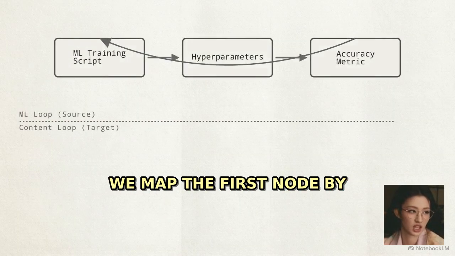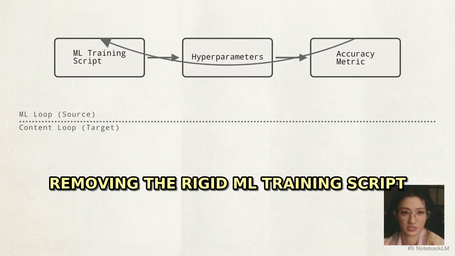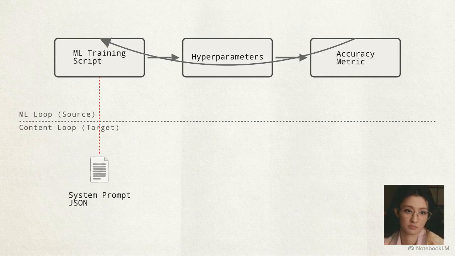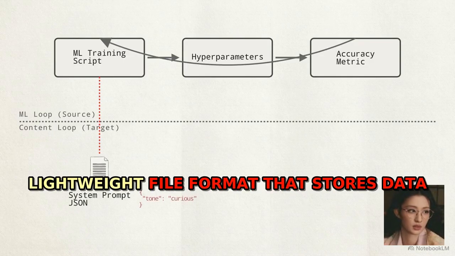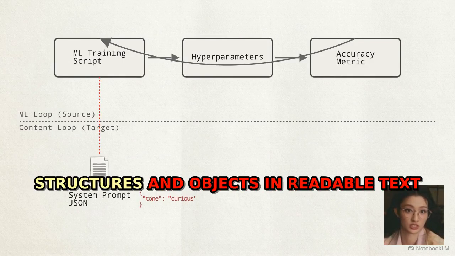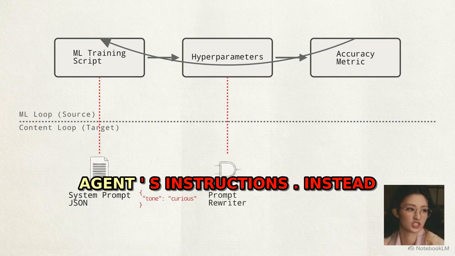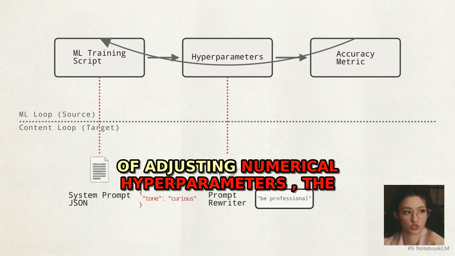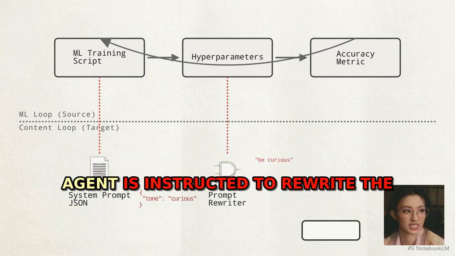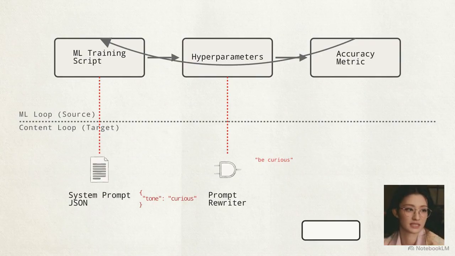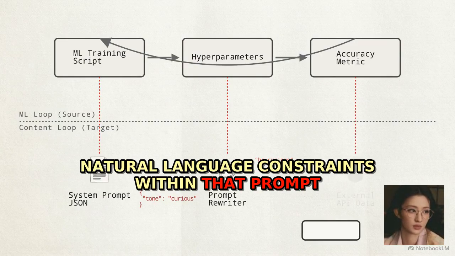We map the first node by removing the rigid ML training script and substituting it with a system prompt JSON. JSON is a lightweight file format that stores data structures and objects in readable text. The second node translates the agent's instructions. Instead of adjusting numerical hyperparameters, the agent is instructed to rewrite the natural language constraints within that prompt.